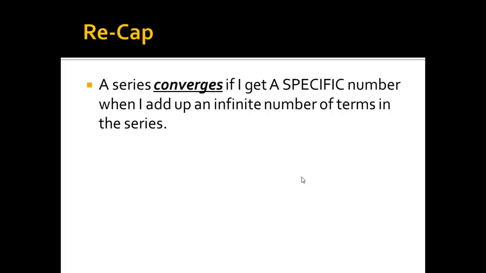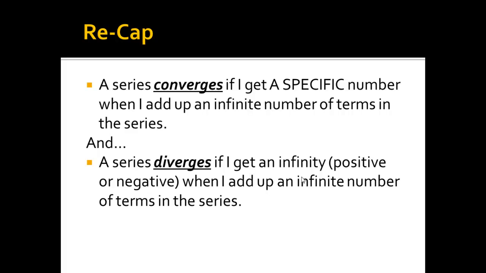Alright, so let me recap. A series converges if I get a specific number when I add up an infinite number of terms in the series, and a series diverges if I get an infinity, positive or negative, when I add up an infinite number of terms in the series. I hope this makes sense. It's a little bit of a crazy idea, but in the last flurry of animations, I hope that you saw what happens as we add up more and more terms of that series. Alright, good luck with these problems.